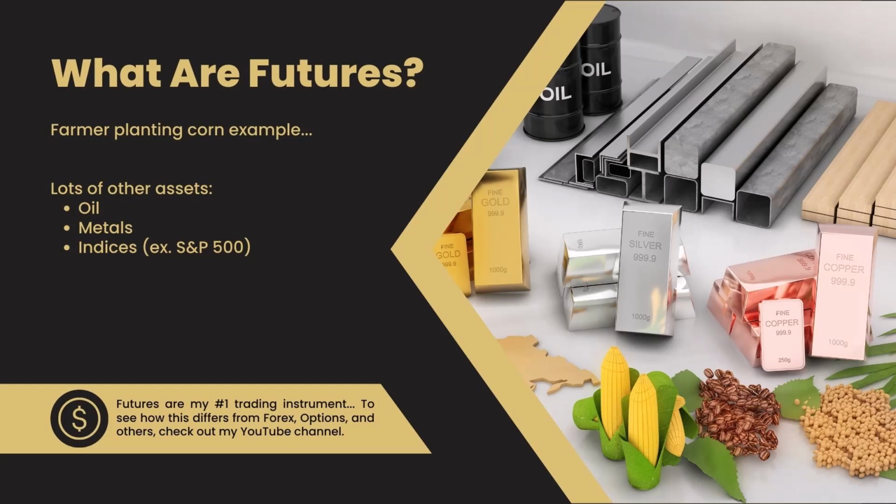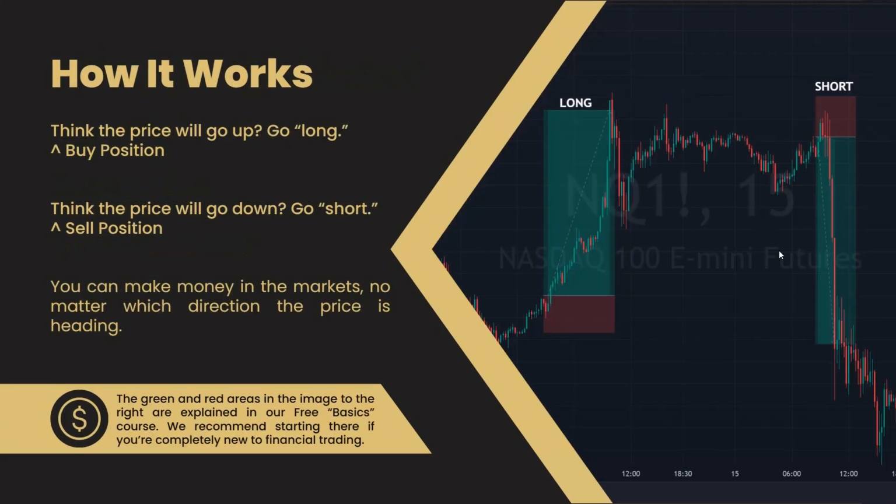So here's how it works in practice. Actually, before I get into this, let me go back and say that in the financial world, this could be not just corn, but oil, metals, the S&P 500. A futures contract is simply an agreement between two parties. One agrees to buy, and the other agrees to sell, an asset at a set price on a specific date in the future. This agreement locks in a price so both parties can plan accordingly.